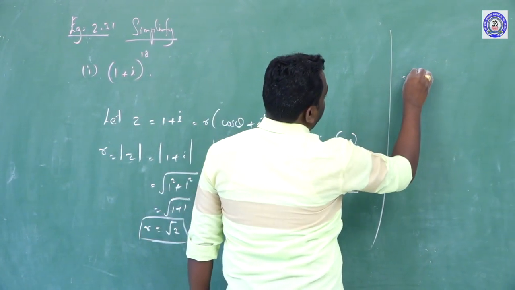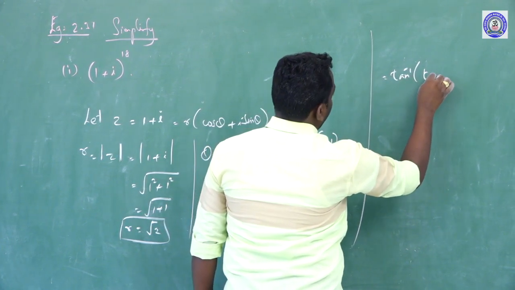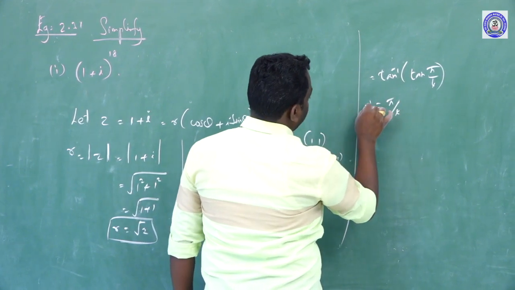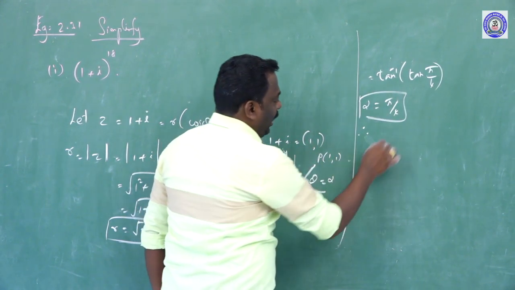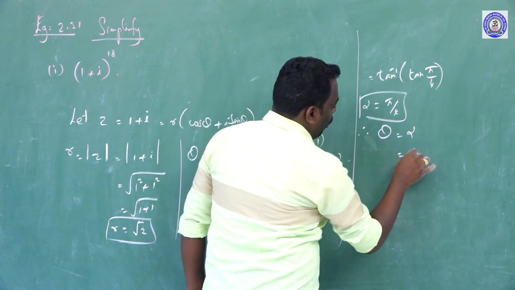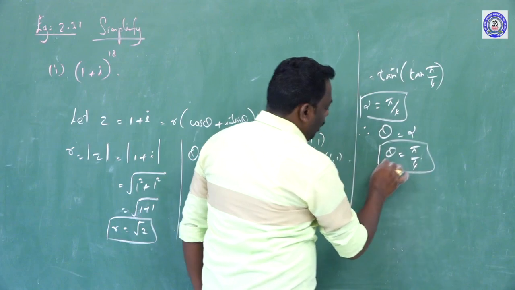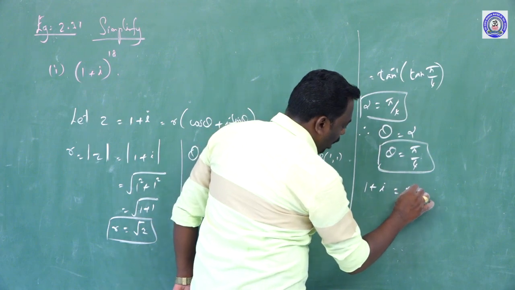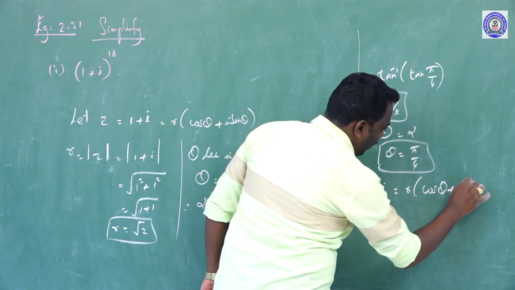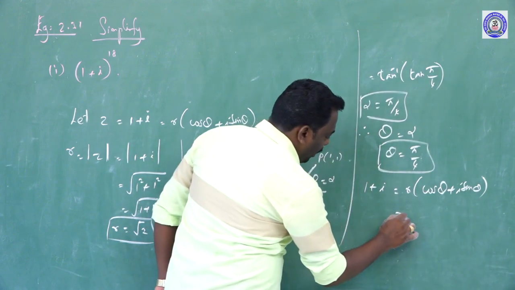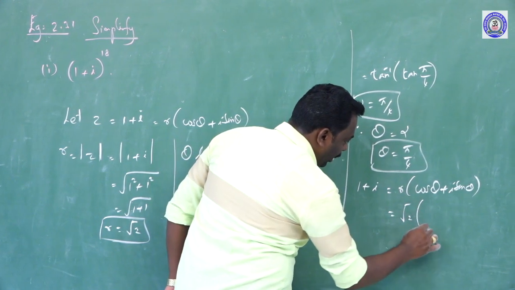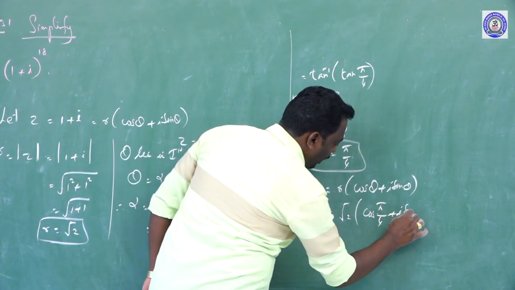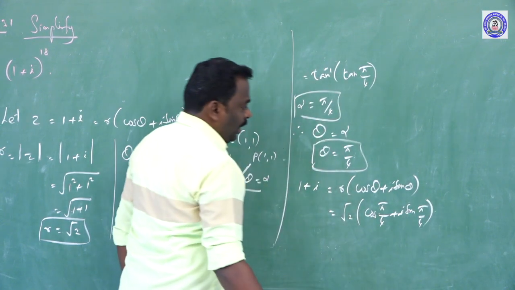Therefore that is tan inverse of tan pi by 4, which is 45 degrees. Both tans are cancelled. Pi by 4 is alpha. Therefore theta equals alpha, and alpha equals pi by 4. That is the theta value. So now we know the polar form of the complex number 1 plus i, which is r into (cos theta plus i sin theta). We know r equals root 2 and theta equals pi by 4, so it is root 2 into (cos pi by 4 plus i sin pi by 4). That is the polar form.